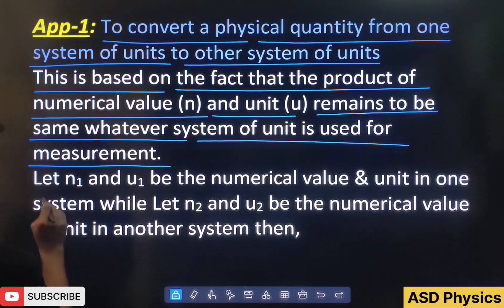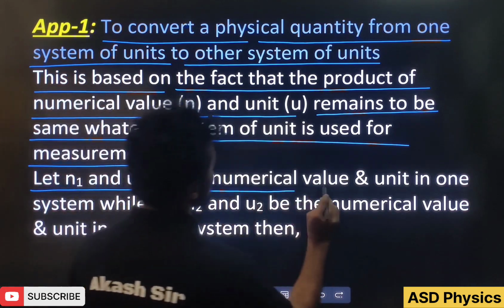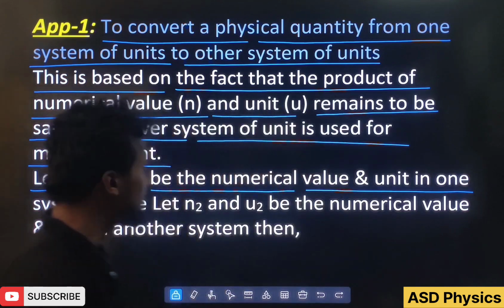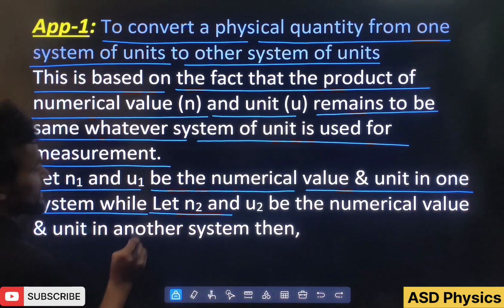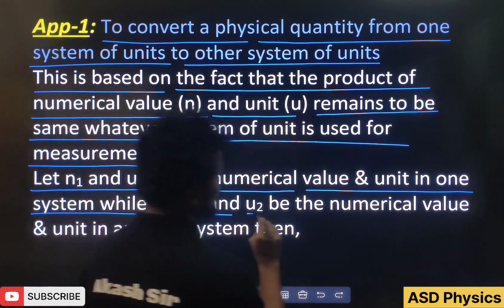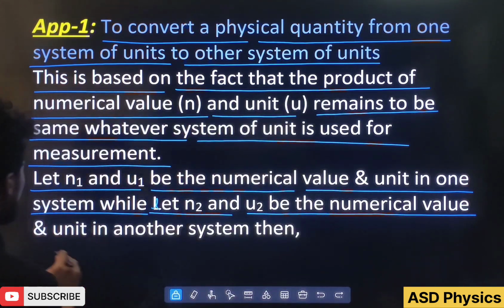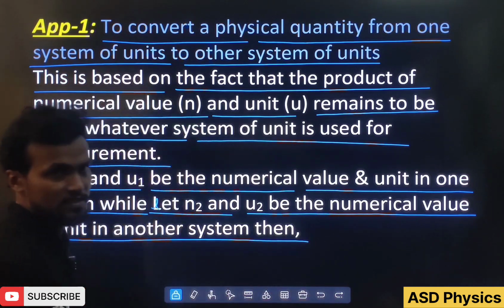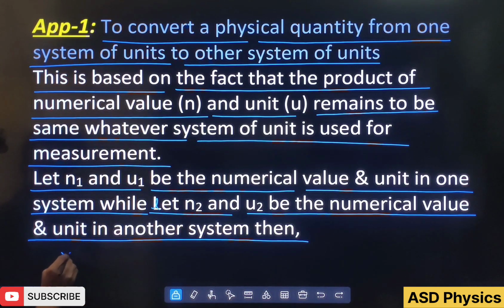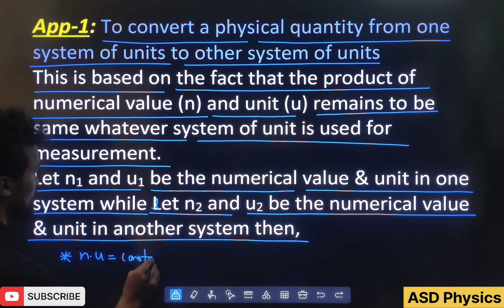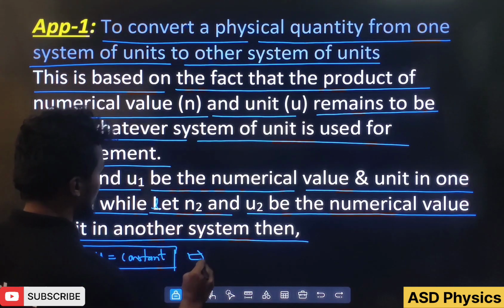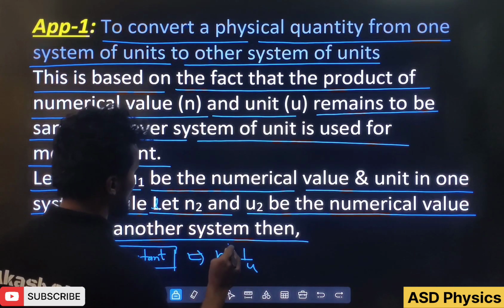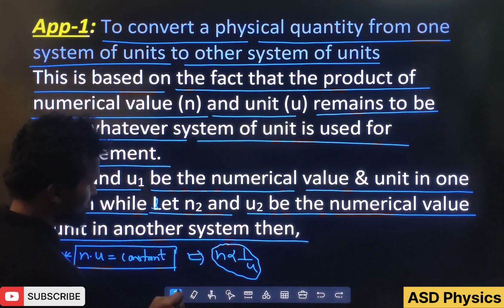Let n1 and u1 be the numerical value and unit in one system, while n2 and u2 be the numerical value and unit in another system. What will happen here is that the product n into u will be constant. So we can say n is inversely proportional to u.